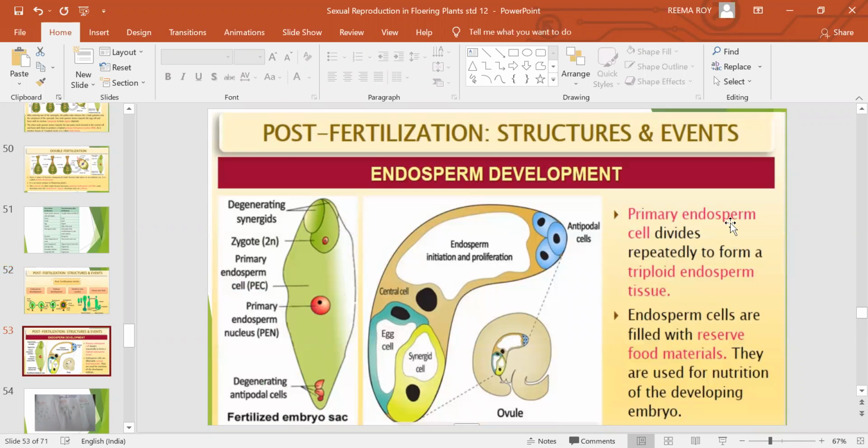Primary endosperm cell (PEC) divides repeatedly to form a triploid endosperm tissue. Endosperm cells are filled with what? Endosperm का use क्या है? They make food. They reserve food materials. They are used for nutrition for the developing embryo.